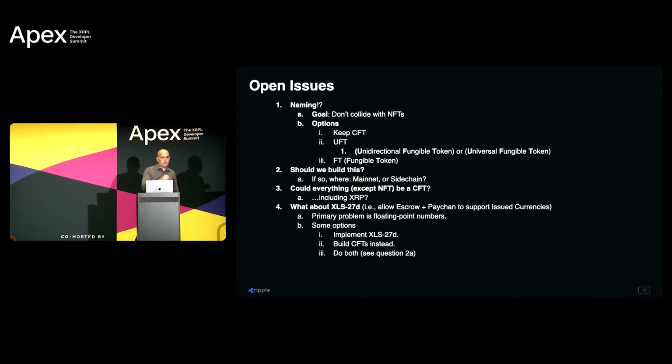Some interesting ideas around CFTs. They look a lot like XRP. So like, could XRP actually become just another CFT with a special issuance maybe? That could simplify the code base perhaps. And then last but not least is XLS-27D, which is a great proposal to support escrow and payment channels. And essentially, floating point math is kind of the last remaining sticking point. So I actually think we should probably do both.